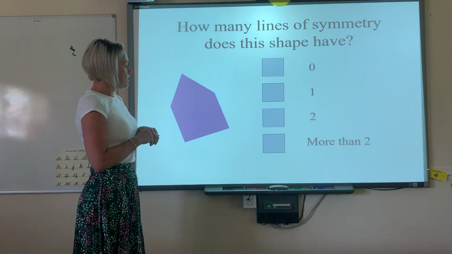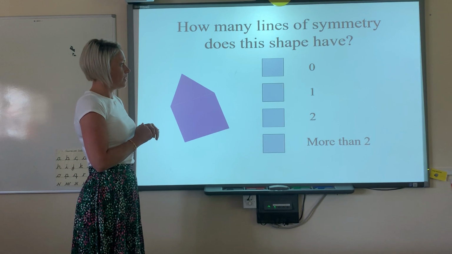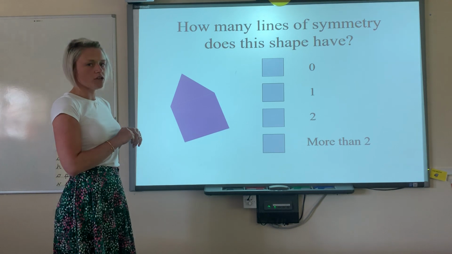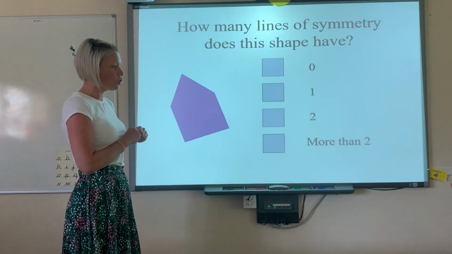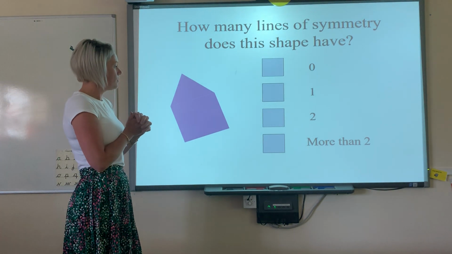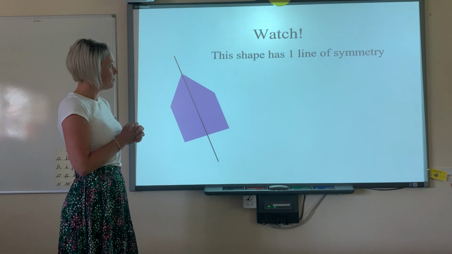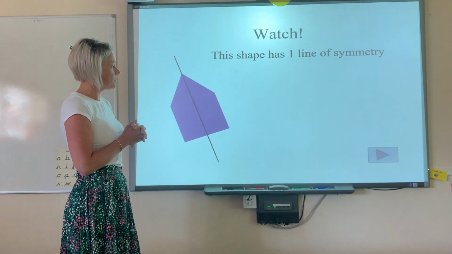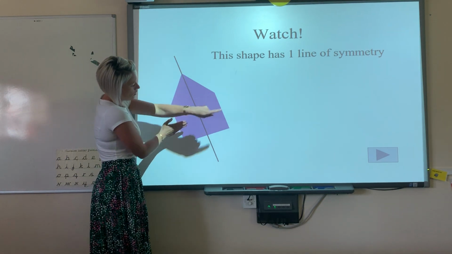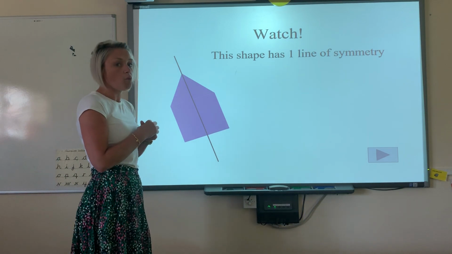So what do we think about this shape? It's a pentagon, an irregular pentagon. What do you think? Have a guess. Do you think it's got 0 lines, 1, 2 or more than 2? Just jot it down somewhere, see what you think. Okay, let's have a look. This shape has 1 line of symmetry. If we put one here, then as it folded over, it'd be pointy on that side, but no point there for it to line up with. So it's only got 1 line of symmetry.